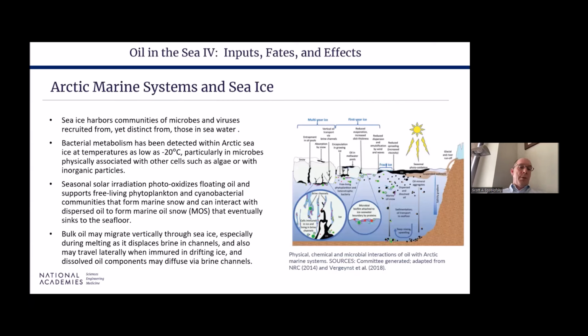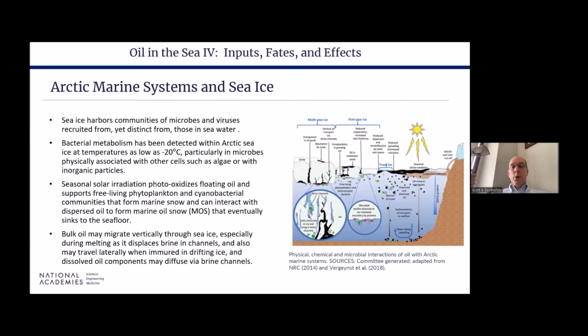Another area that has been studied a lot over the last couple of decades is what would happen to oil if it's released into the Arctic. In this figure on the right, which is adapted from an NRC report from 2014, we see a lot of these interactions. Ice itself is known to harbor communities of microbes and viruses.